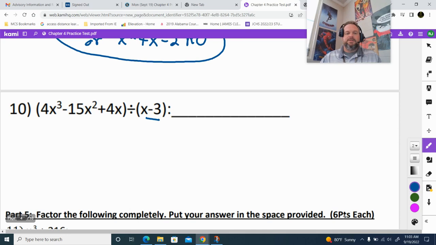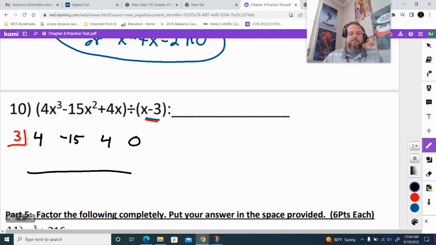Okay, opposite of this, so 3. All right, our exponents go 3, 2, 1, and then there's nothing. There's no constant. So we actually have to add something right here. We would have to add a constant of 0. Because remember, anytime that you're missing one of these powers, you have to add something.